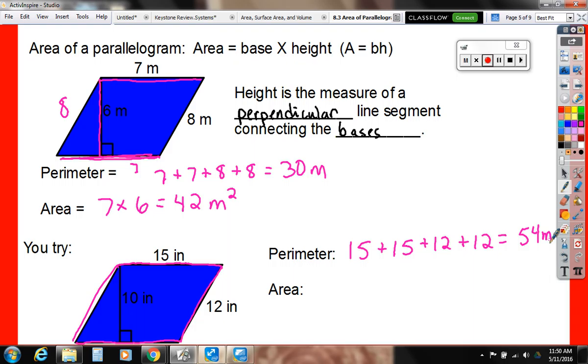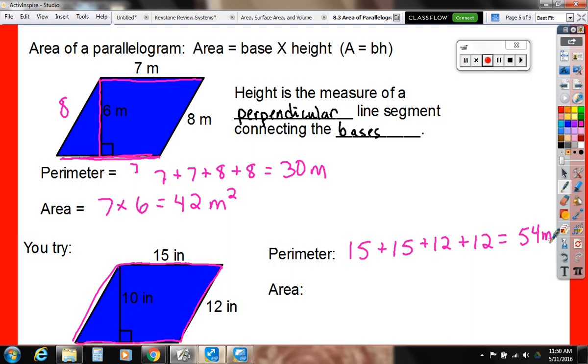Dalton. 15 times 10. Okay, 15 times 10. How did you decide to use 15 instead of 12? Because it's the base. Well, 10 is the height, but why did you use 15 as the base? And how do you know it's the base? Because it's the bottom one.